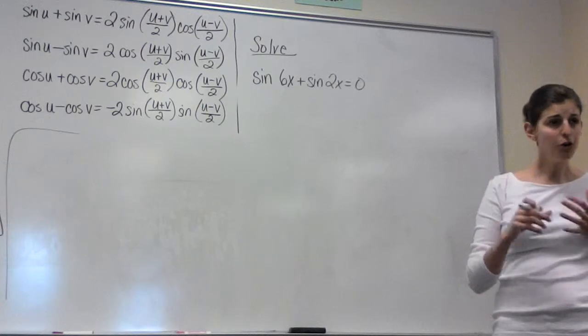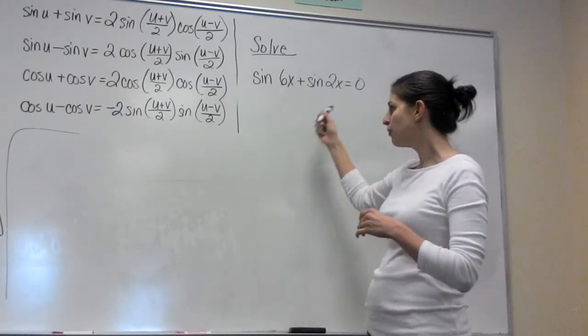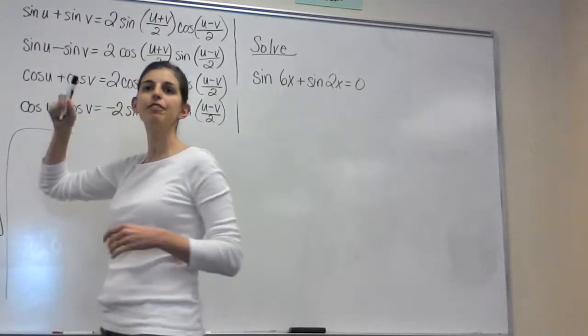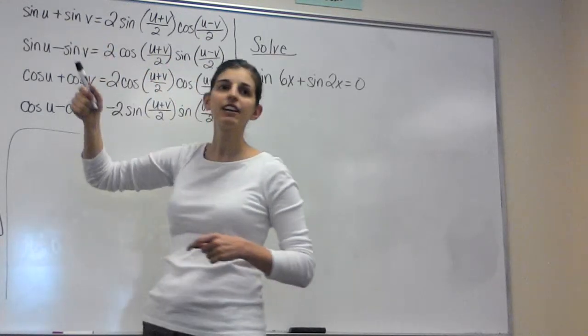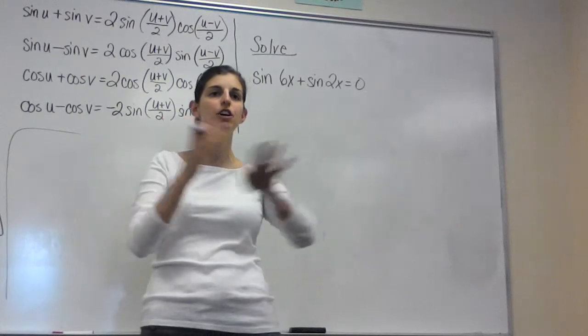Your u would be 6x, and v would be 2x, because u is whatever is inside of the first sine function, and v is whatever is inside the second sine function. Now, technically, they're being added, so it doesn't really matter which one you call u and which one you call v.